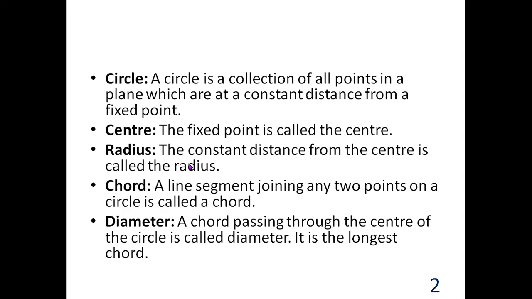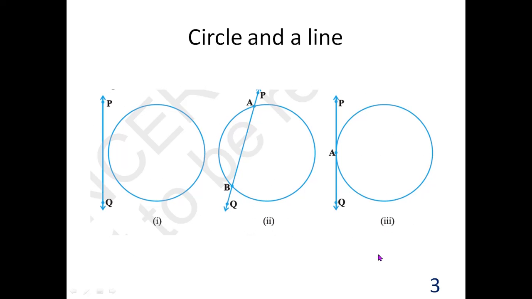A line segment joining any two points on the circle is called a chord, and a chord passing through the center of the circle is called a diameter, and it is the longest chord, of course, you know. This much is sufficient for us about the definitions.